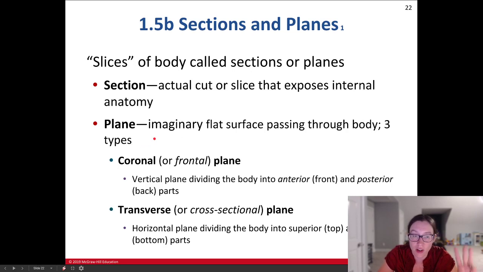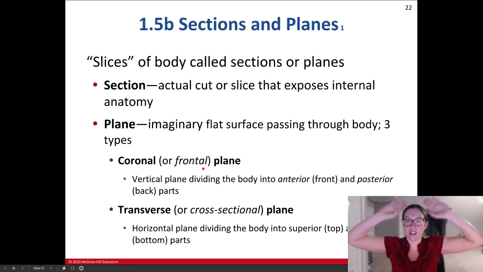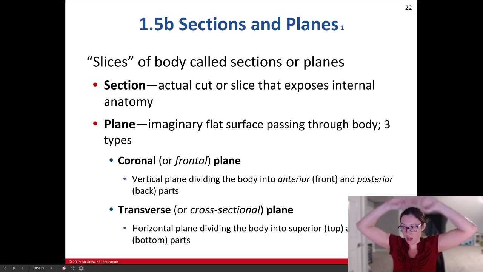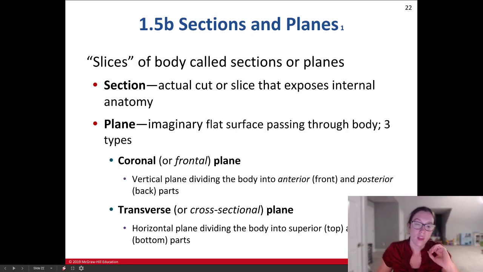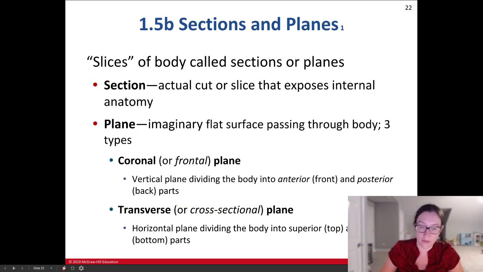So we have 3 different main planes that we'll talk about. The coronal or frontal plane is a vertical plane that divides the body into anterior, or front, and posterior, or back, parts. It's going to be right here. Next, we have our transverse plane, which is also known as a cross-sectional plane or a horizontal plane. That's a plane that divides the body into superior, or upper, and inferior, or lower, parts.